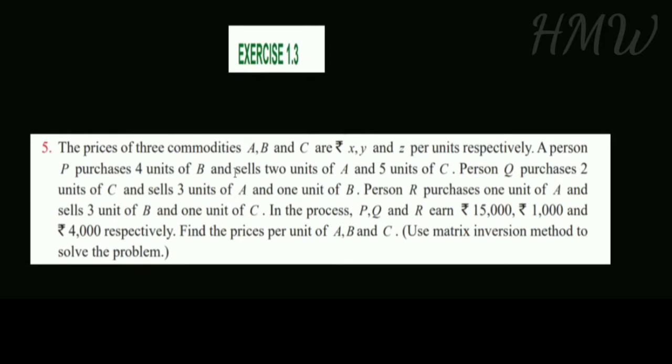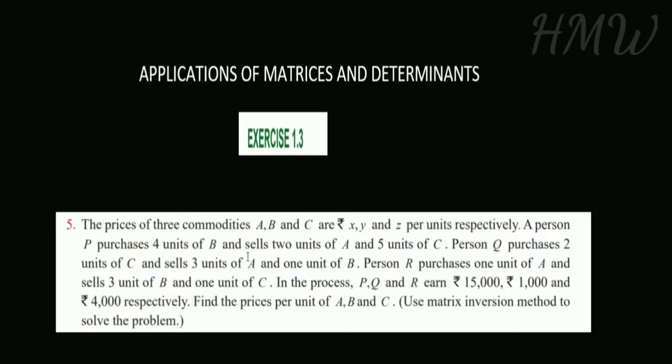So here they are selling 3 commodities A, B and C, and they are all purchasing also. The 3 persons P, Q and R are purchasing and at the same time selling, and they are earning 15,000, 1,000 and 4,000 respectively.